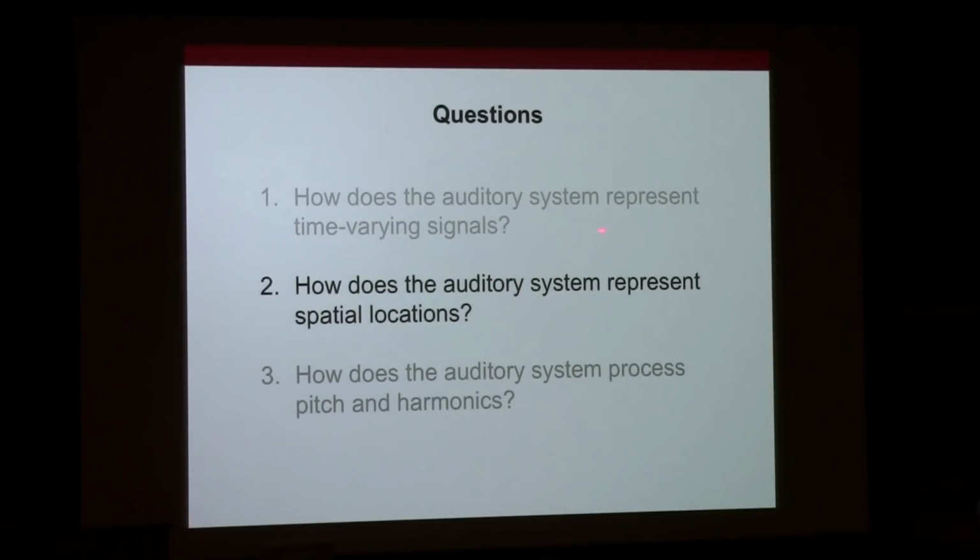How does the auditory system represent time varying signals? And this is important not only for audition, but for all other systems as well.